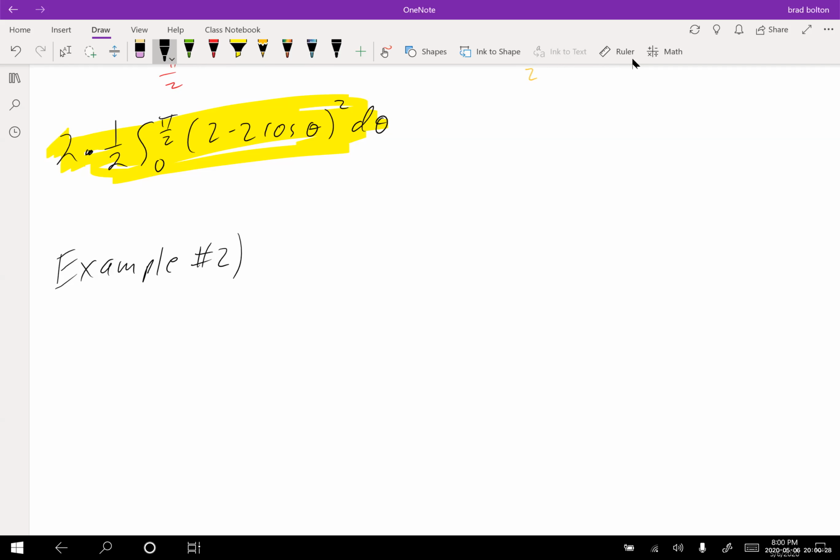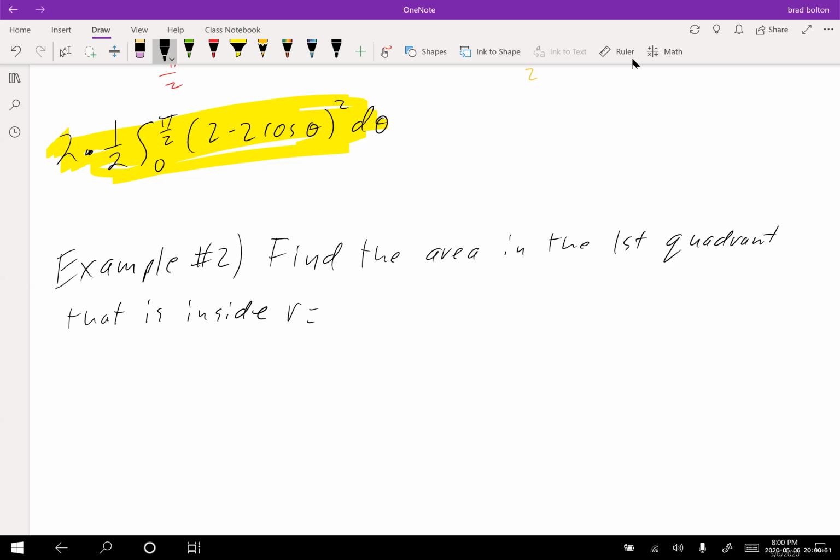Okay, so it says find the area in the first quadrant that is inside r equals 2 sine 2 theta and outside r equals 1. So we have a circle and we have a rose petal, it looks like.